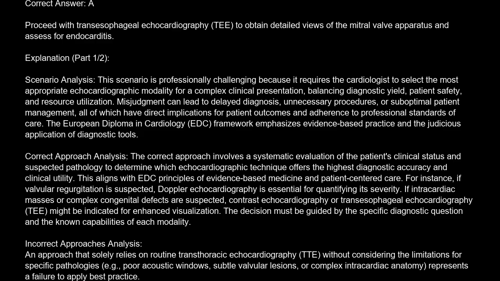For instance, if valvular regurgitation is suspected, Doppler echocardiography is essential for quantifying its severity. If intracardiac masses or complex congenital defects are suspected, contrast echocardiography or transesophageal echocardiography (TEE) might be indicated for enhanced visualization. The decision must be guided by the specific diagnostic question and the known capabilities of each modality.